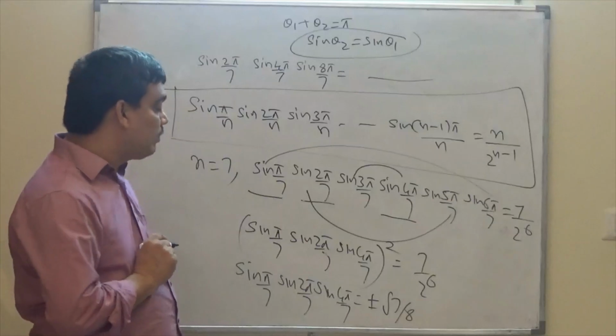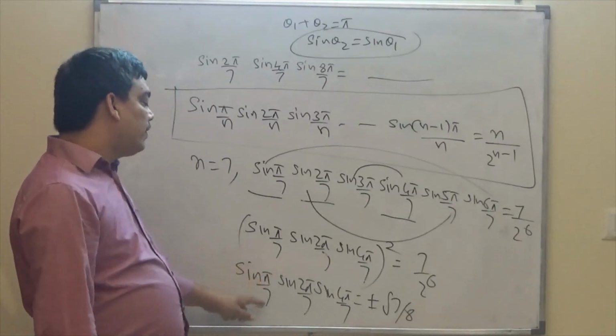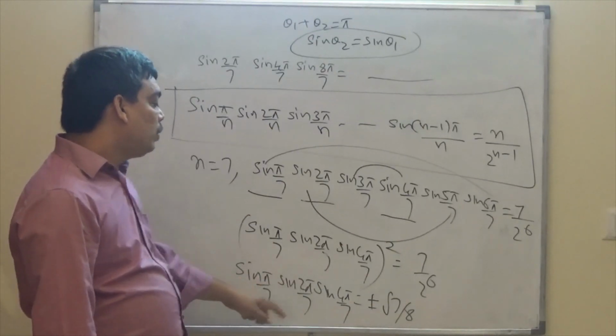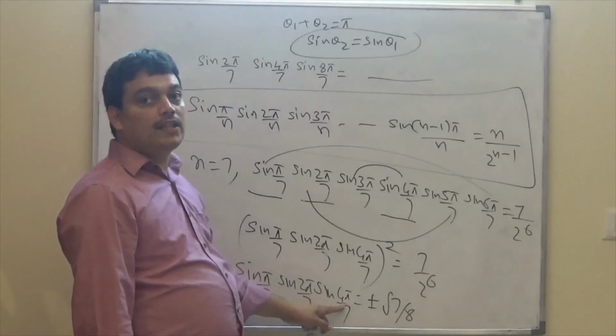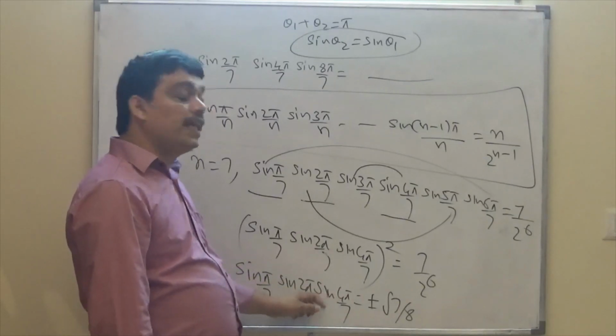In order to decide that, we will just check the quadrant of the angles. Pi by 7 is in the first quadrant, 2 pi by 7 is also in the first quadrant, and 4 pi by 7 may go to the second quadrant. Even if it is in the second quadrant, sine is positive even in the second.